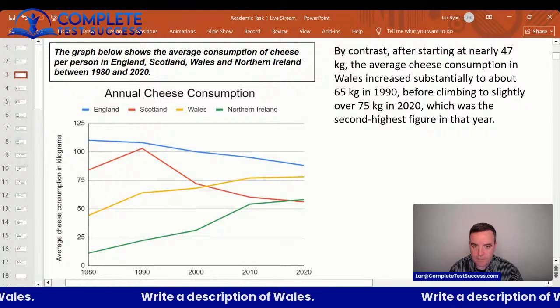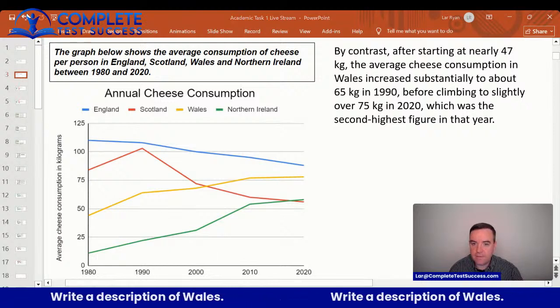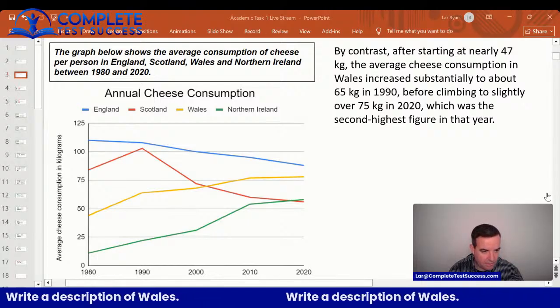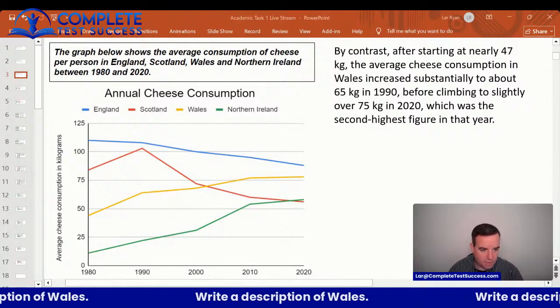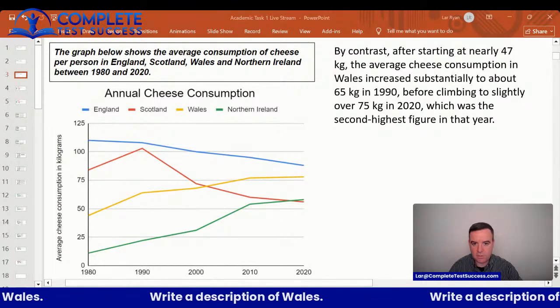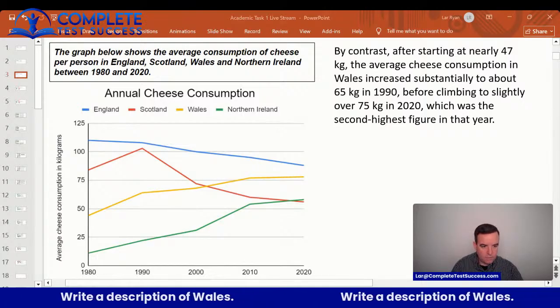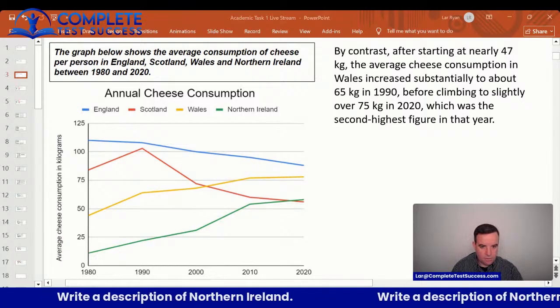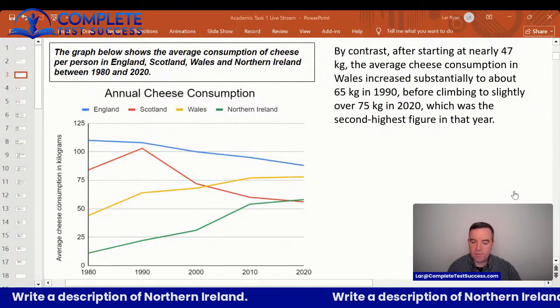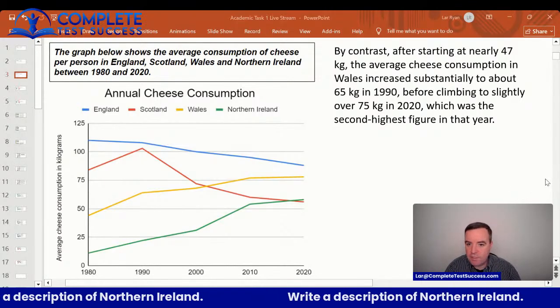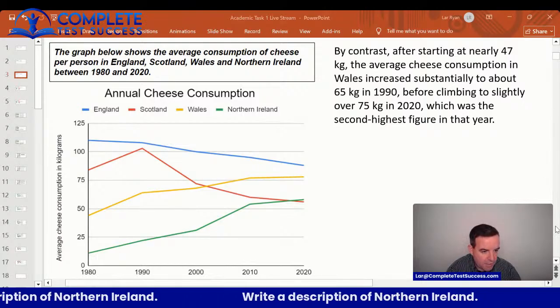So that leaves us with one more. We just have Northern Ireland left. So let me get you guys started on that, and then I'll look at any writing that I haven't already discussed. Okay, so write a description of Northern Ireland, just like before. Share it with me in the comments, and then I'll have some feedback for you.